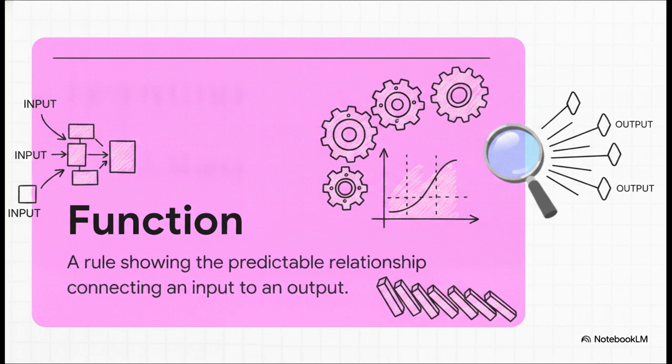A function is never just random. By definition, it's a strict mathematical rule. It guarantees a specific, highly predictable output every single time you feed it an input. Honestly, it's this exact consistency that makes modeling real-world processes actually work.